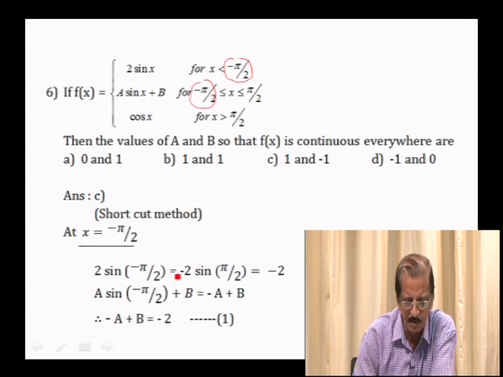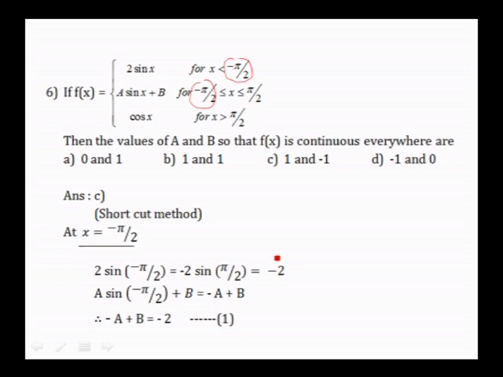2 sin minus pi by 2 is equal to minus 2 sin pi by 2, which is equal to minus 2. You put x equals minus pi by 2 here: 2 into sin minus pi by 2. Sin minus theta is minus sin theta, so minus 2 sin pi by 2 is minus 2. In the second option, for x greater than minus pi by 2, you put x equals minus pi by 2 here also: A sin minus pi by 2 plus B cos, which gives minus A plus B. These two must be same, because he has given that f(x) is continuous, so the LHL and RHL must be same. So, minus A plus B is equal to minus 2. That is equation 1.